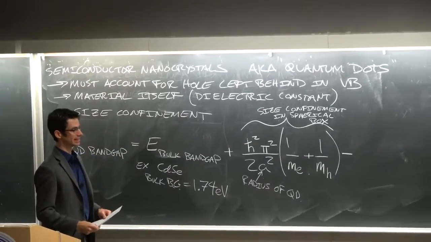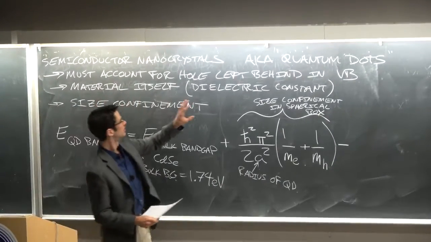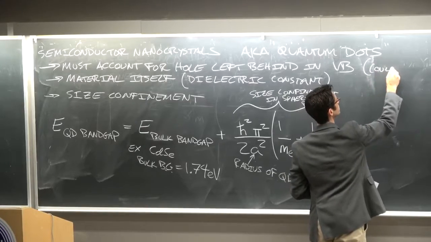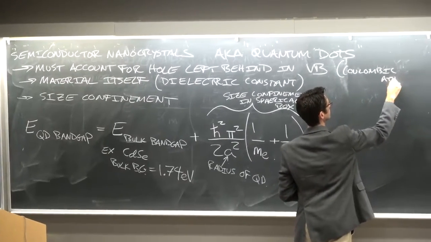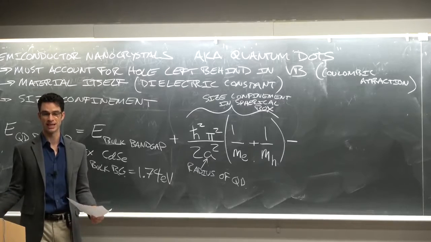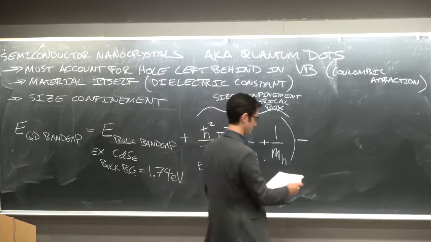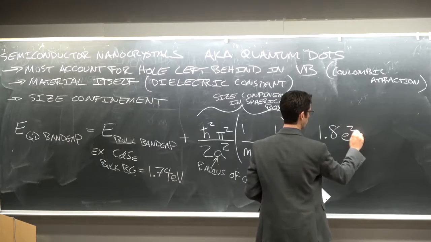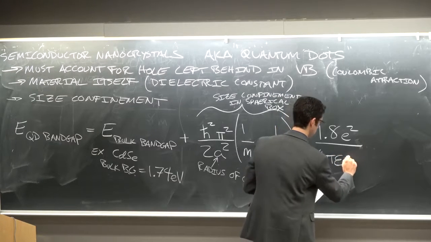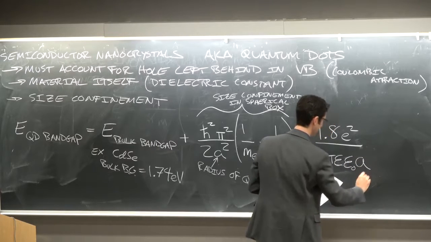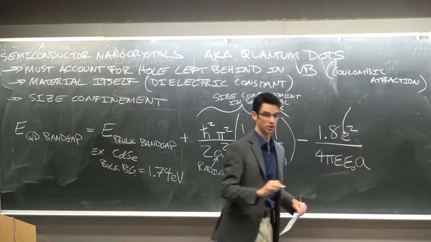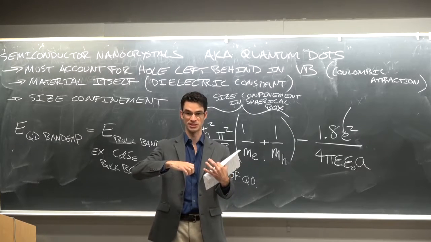So the band gap is lowered by this effect of Coulombic attraction. So what we're going to write here is the Coulomb energy times some fudge factor, which is 1.8 e squared over 4 pi epsilon times epsilon naught times a. Now what are all these terms? 1.8 is the fudge factor, and the rest of this is just Coulomb's law between two free charges.